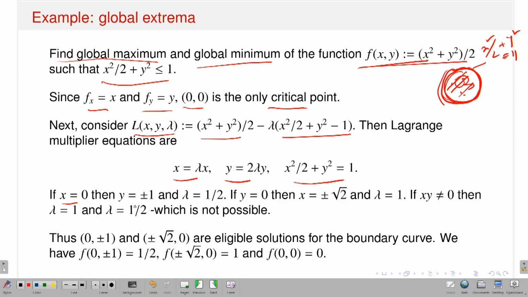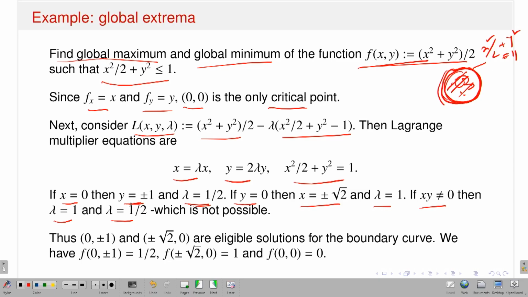So if x is equal to 0, then y is equal to plus minus 1 and lambda is equal to half. Now if y is equal to 0, then x is equal to plus minus root 2 and lambda is equal to 1. But you have to be careful. If x,y is non-zero, then lambda is equal to 1 and lambda is equal to half, which is not possible, and that is straightforward. So that is the solution you have to find. If x is equal to 0, then y is plus minus 1, and lambda is equal to half. This is one case.